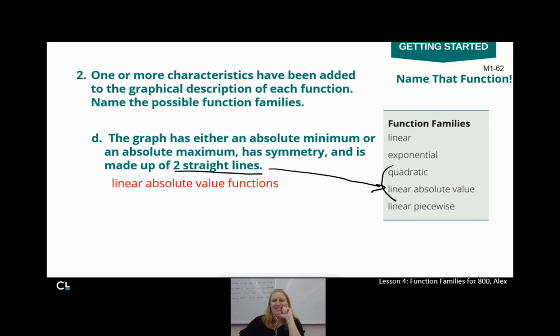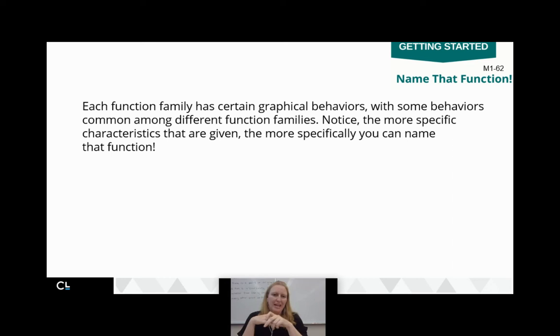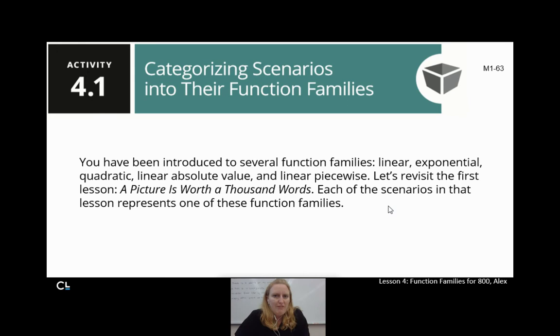So each function family has certain graphical behaviors, with some behaviors common among different function families, right? Some have curves, some have straight lines, some have maximums and minimums, some don't. So they do share some behaviors. But notice, the more specific characteristics that are given, the more specifically you can name that function. So you've been introduced to several function families: linear, exponential, quadratic, linear absolute value, and linear piecewise.